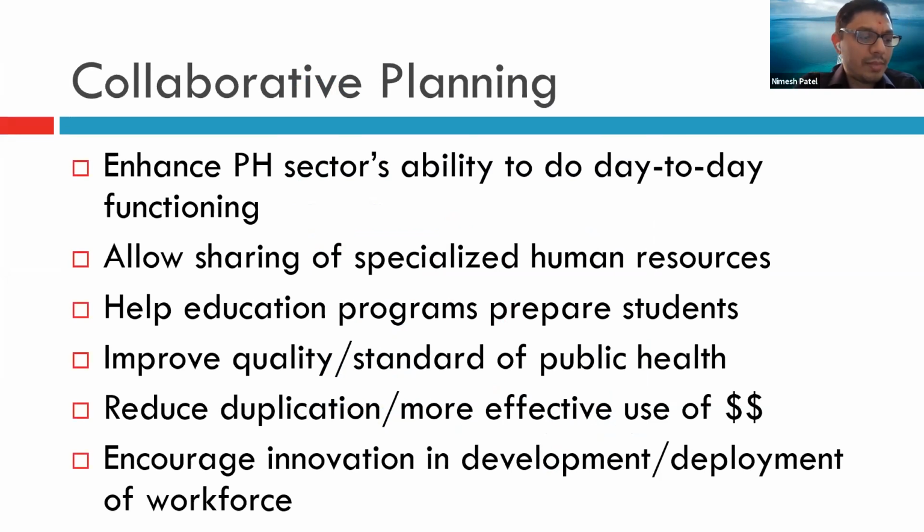The Joint Task Force recommended a collaborative approach to public health human resources planning, and suggested this approach would enhance the public health sector's ability in day-to-day functioning, and allow jurisdictions to share specialized human resources, such as expertise in environmental toxicology, and to help when one jurisdiction requires surge capacity. That's what we have been doing in public health during the COVID-19 pandemic as well.